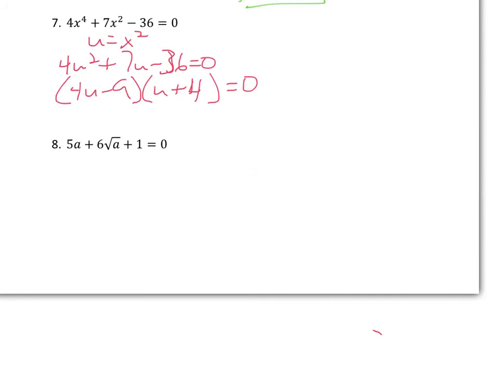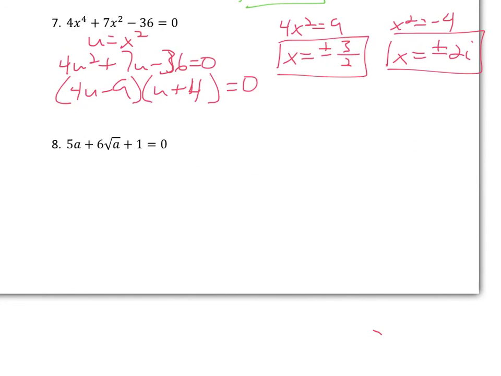So now we can get our x squareds back in here, and we're going to get 4x squared equals 9, or x squared equals -4. So the x squared equals -4 is just x equals plus or minus 2i. And the other one, we've got x equals plus or minus 3 over 2. So those are all of our answers.